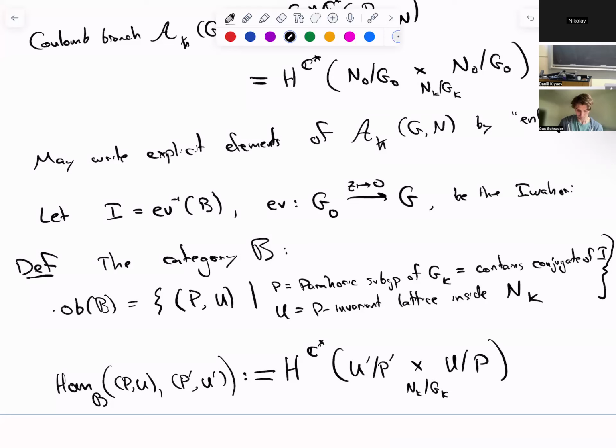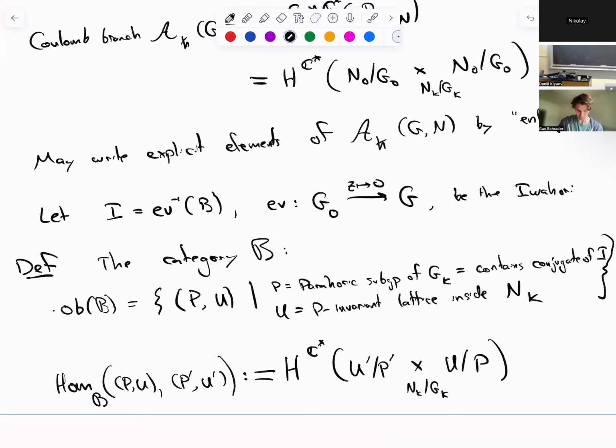So that, and then we still take NO as the lattice. So the effect of passing from GO to I is essentially saying, instead of taking GO equivariance on the left and the right of Argand, you take Iwahori equivariance with respect to the left and the right. So you mod out by I on both sides.